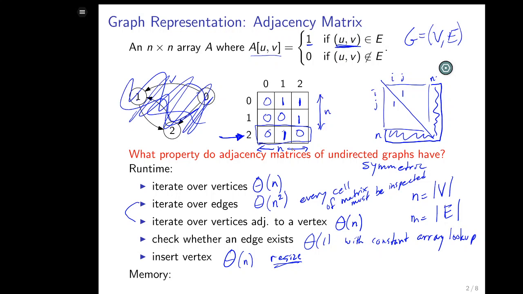When you're inserting the vertex, you add the column and the row. Wouldn't it be close to n squared? Well, the number of entries that I have to enter is how many? The number of new cells that I add to the matrix is how many?